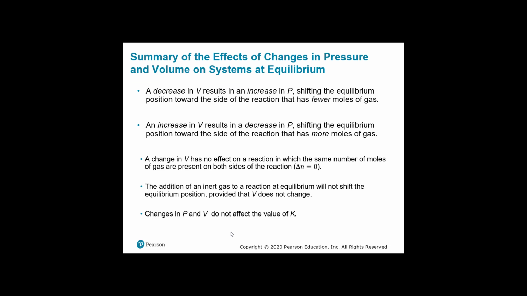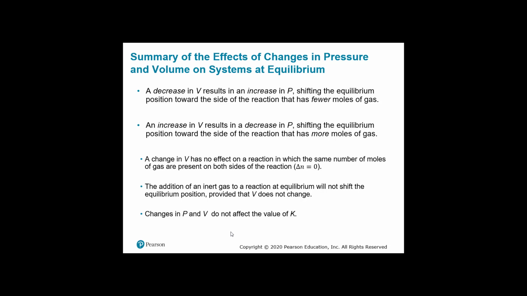I think I copied that over on this page. So, a summary of the changes in pressure and volume. A decrease in volume results in an increase in pressure, and that shifts the equilibrium towards the side that has fewer moles of gas. An increase in volume results in a decrease in pressure, and that shifts the equilibrium towards the side of the reaction that has more moles of gas. A change in volume has no effect on a reaction with the same number of moles, so if 1 mole of product and 1 mole of reactant, nothing happens.